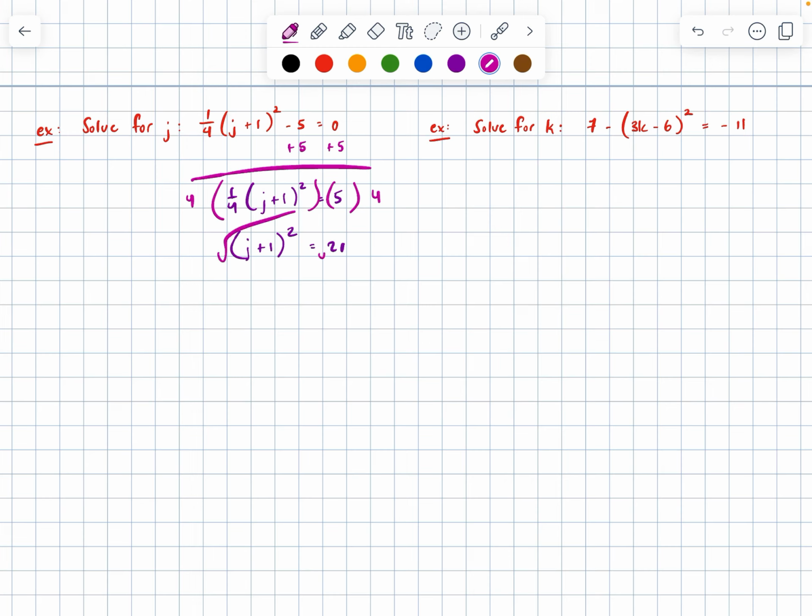Now, once again, I need to take the square root of both sides. Let me make it more obvious that I'm taking the square root of 20. On the left, the square root and the square cancel out. That just leaves me with the j plus 1. And on the right, the square root of 20, right?